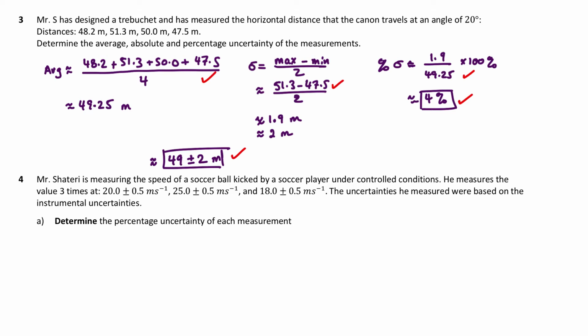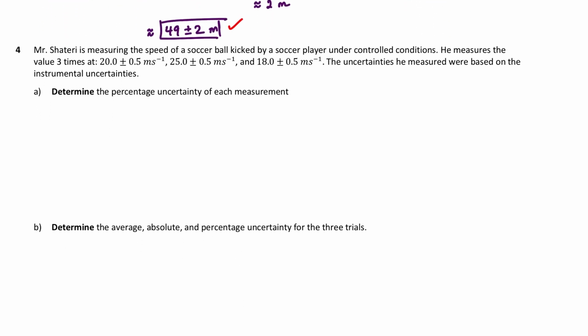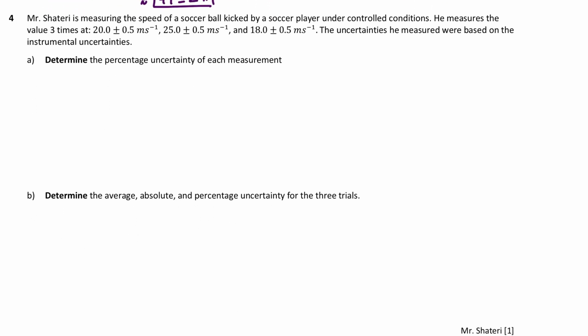For the next question, we've got Mr. Shateri measuring the speed of a soccer ball kicked by a soccer player under controlled conditions. He measures the value 3 times at 20 plus or minus 0.5, 25 plus or minus 0.5, and 18 plus or minus 0.5 meters per second. And the uncertainties he measured were based on the instrumental uncertainties. Determine the percentage uncertainty of each measurement.